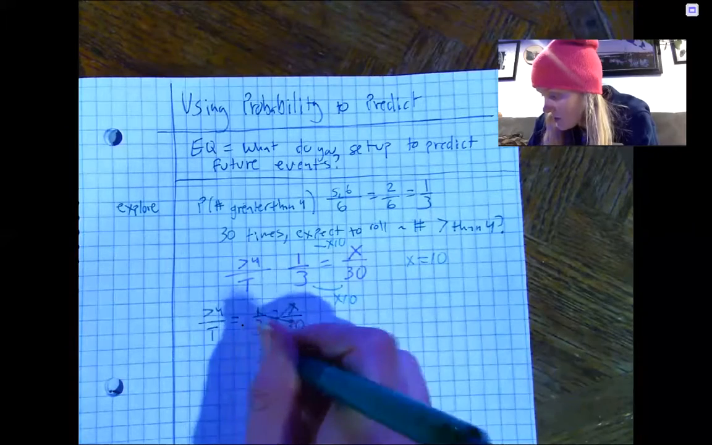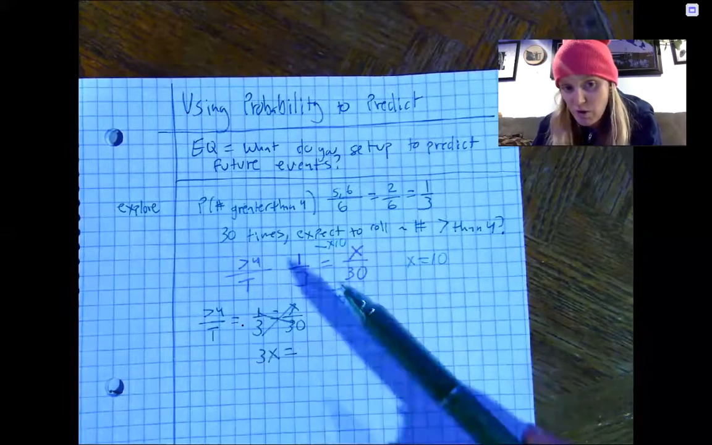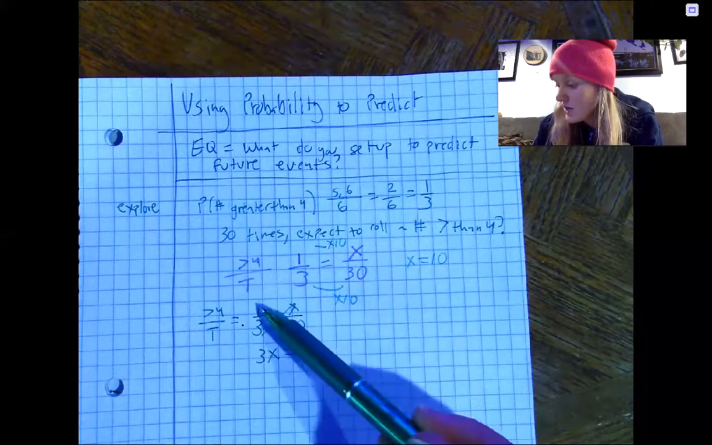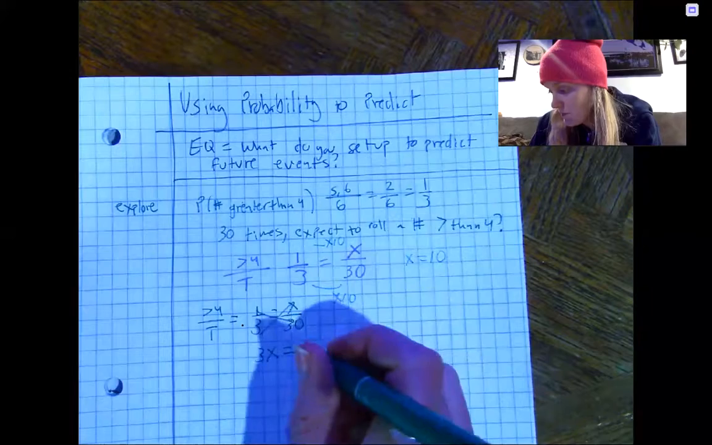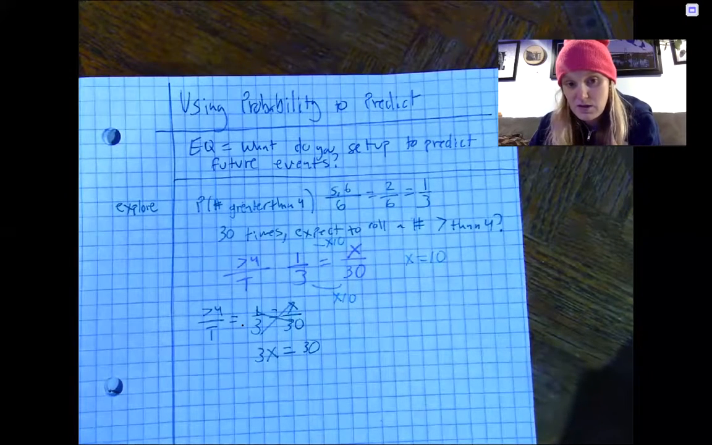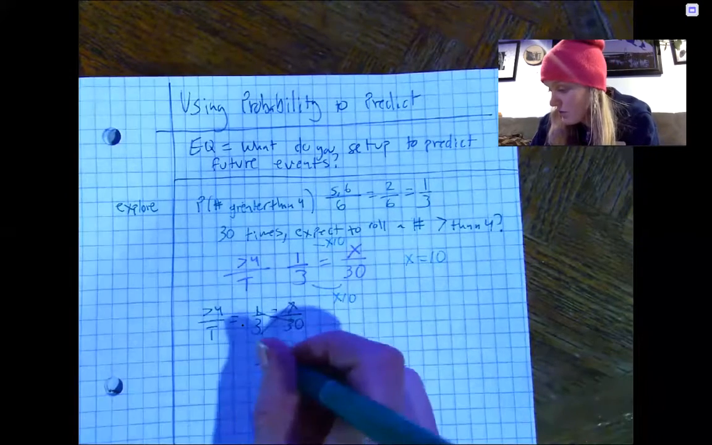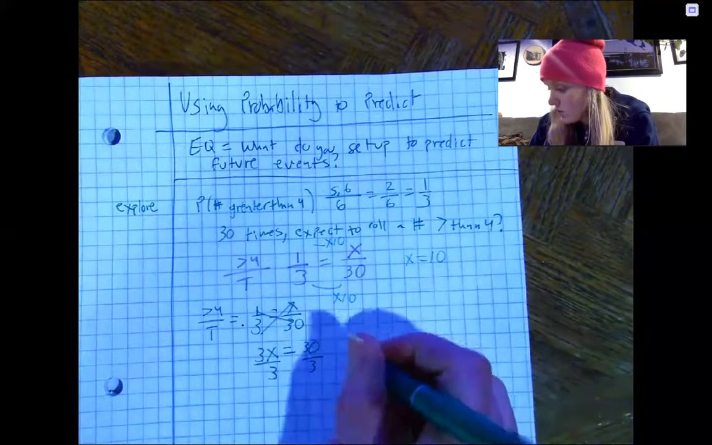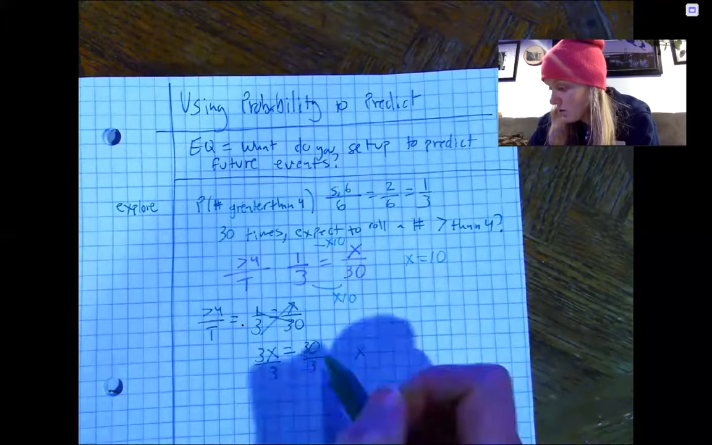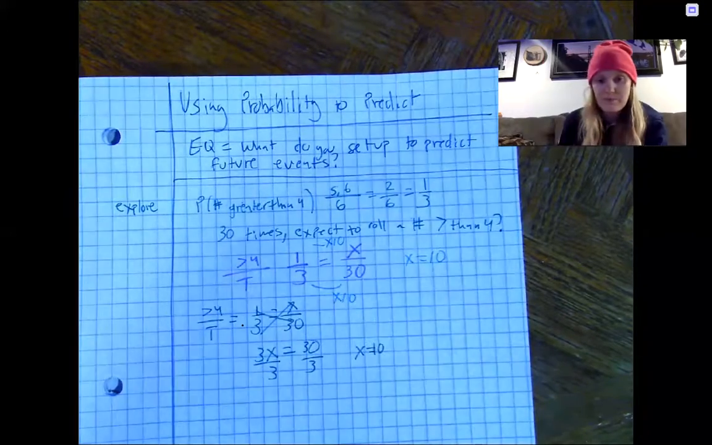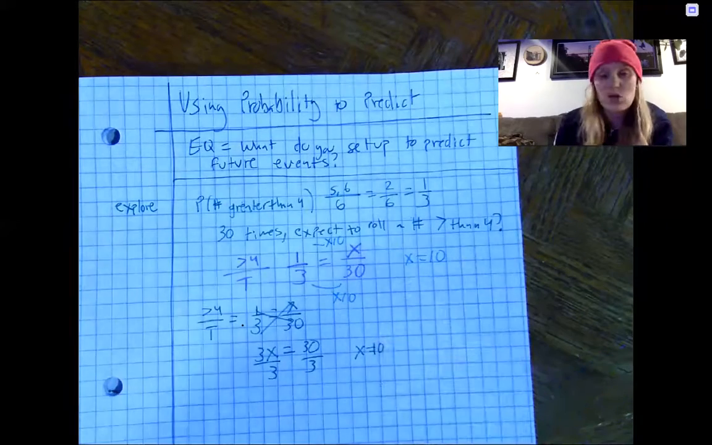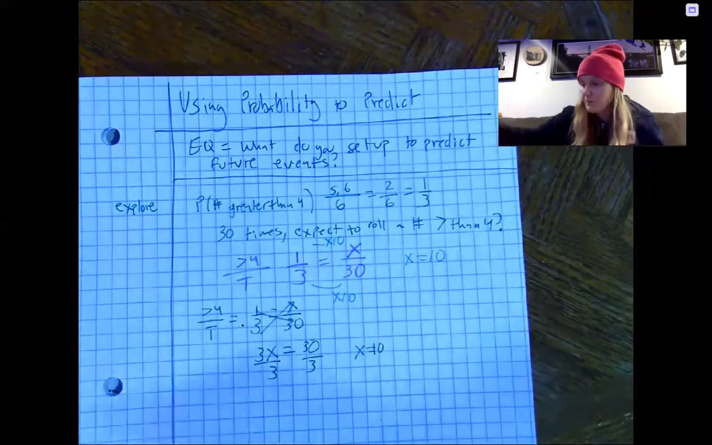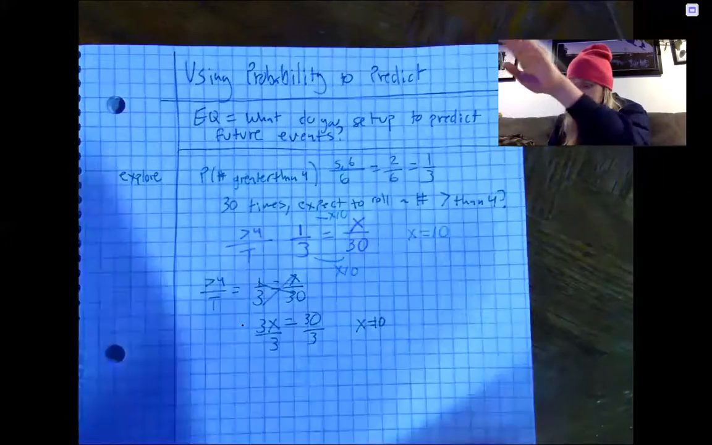3 times X is 3X. If you don't remember how to do a cross product, 3 times X is 3X. 1 times 30 is 30. To get X by itself, we divide by 3 on both sides. And I get left with 3/3 makes 1X. 30 divided by 3 is 10, so X is 10. So either way, if you want to do equivalent fractions or a proportion, you can get it that way. So let's write that down.